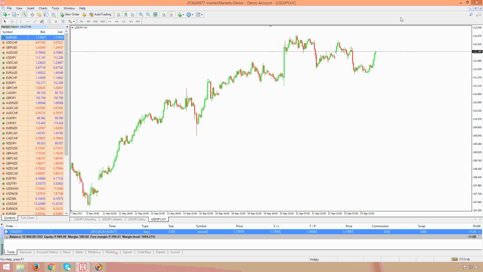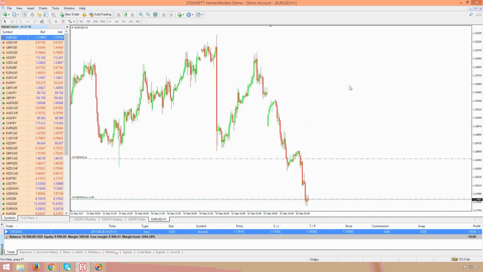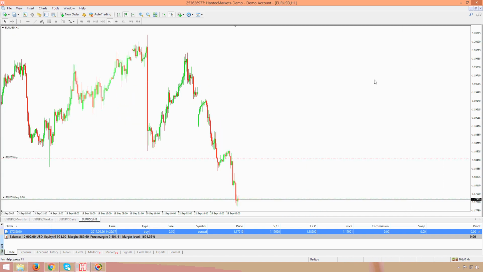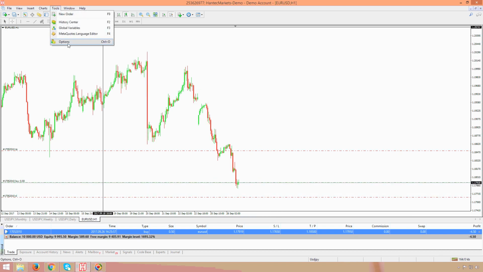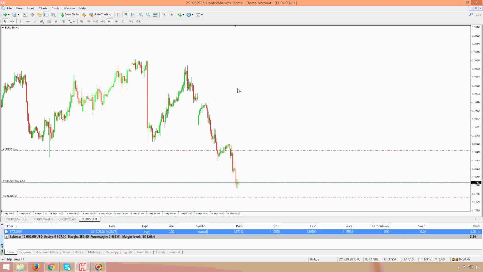Actually, this is the US dollar Japanese yen on the screen. So let's click and drag the Euro US dollar and you have the option to see it here in front of your screen. Now you can opt from the tools and options here. You can choose not to see these levels here. Why would you want that?